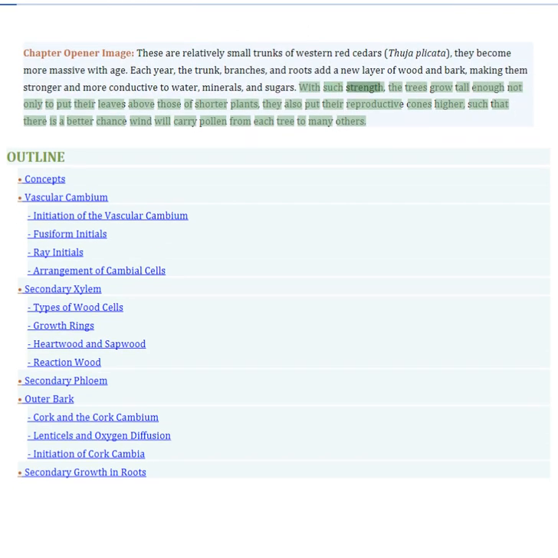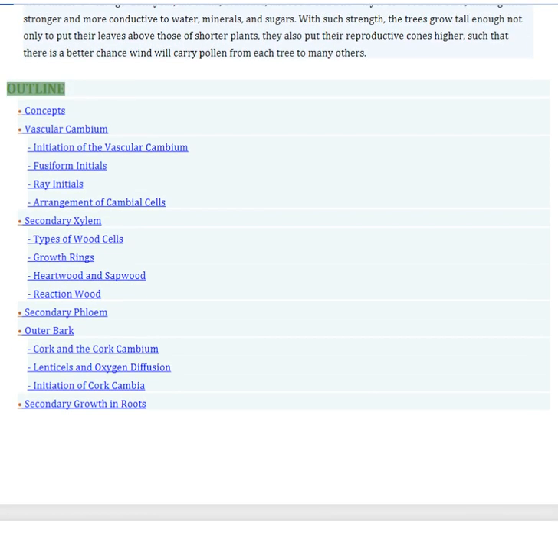With such strength, the trees grow tall enough not only to put their leaves above those of shorter plants, they also put their reproductive cones higher, such that there is a better chance wind will carry pollen from each tree to many others.